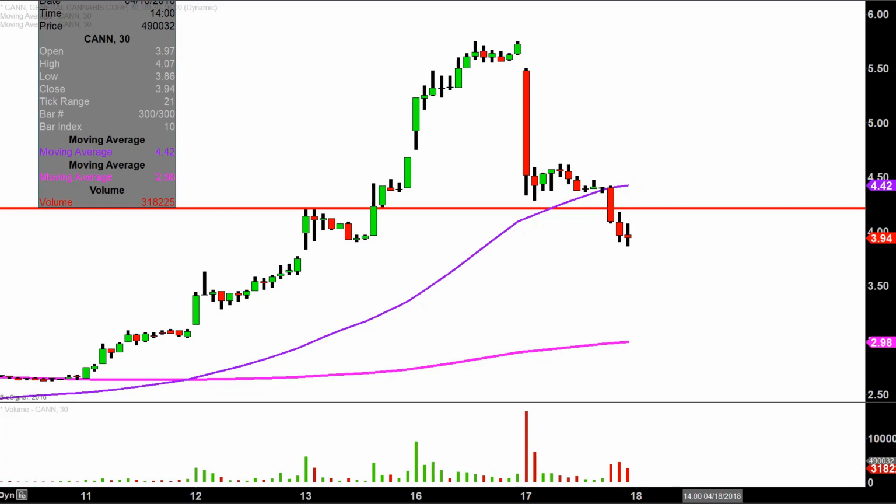But has the chart lost some of its attractiveness? Yeah, absolutely. Now, keep in mind, though, there's a big difference between being totally ruined and losing some attractiveness. The reason it has lost some of its attractiveness is because it's not only broken below that purple line, the 50-period, but then continued to separate to the downside.